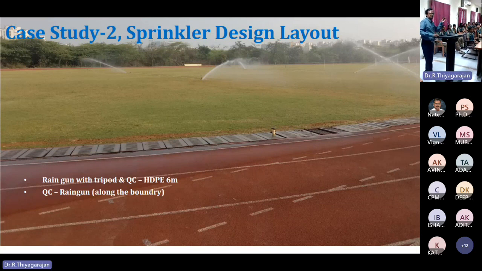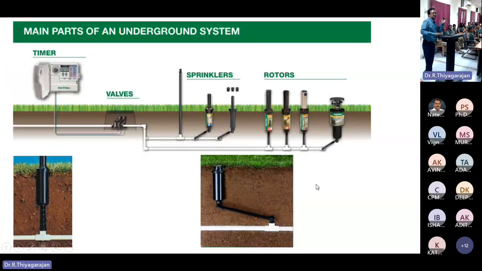Next, please. Okay, now we go to the types of sprinklers and valves. I think our time is running short, or can I take some time? Okay. So you find sprinklers and rotors. What is the difference between a rotor and a pop-up sprinkler? Okay, a pop-up, with your pressure it comes up and then follows an irrigation practice.